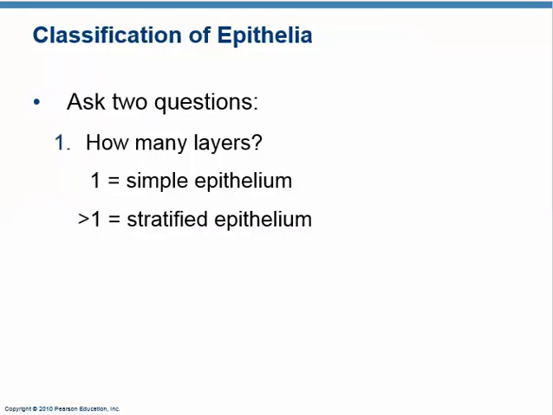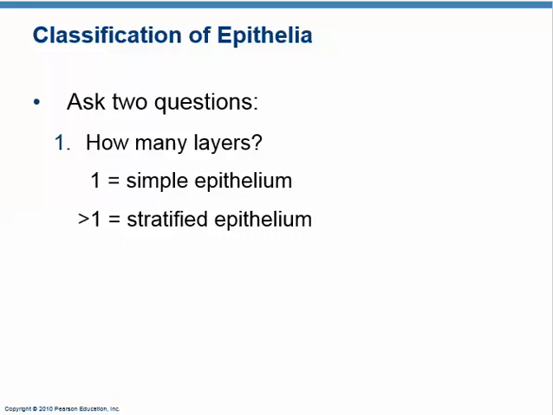So in that covering epithelium, covering and lining epithelium, we have to subdivide it into a couple of things. So you ask yourself a couple of questions. Is it found in layers? If there's one layer, it's called the simple epithelium. If there's more than one layer, it is called the stratified epithelium.